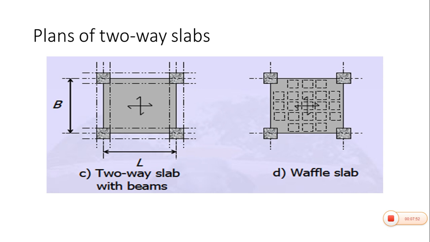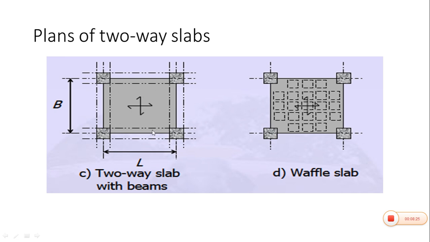Now in figure C we have a two-way slab with beams. Yes, in Structural Design 2 we design the two-way slab by this method, so we are familiar with this. We put the reinforcement in both directions, and the load of this particular slab is taken by the beams supporting the slab, and they transfer that load to the columns safely.